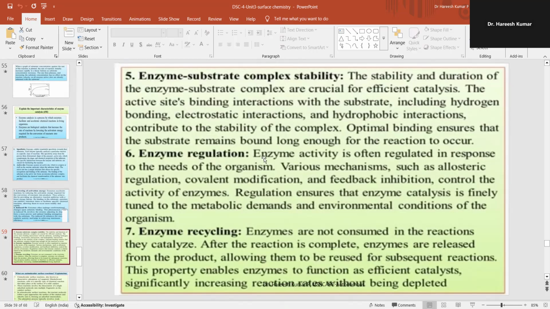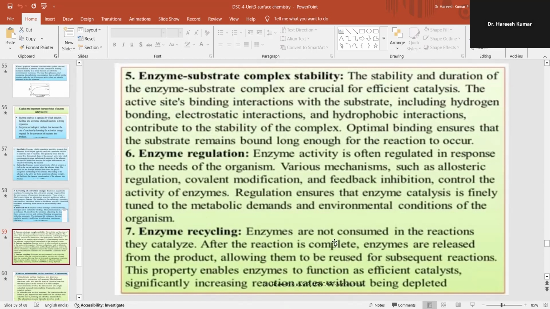Enzyme regulation. Enzyme activity is often regulated in response to the needs of the organism. Various mechanisms such as allosteric regulation, covalent modification, and feedback inhibition control the activity of the enzyme. Regulation ensures that enzyme catalysis is finely tuned to the metabolic demands and the environmental conditions of the organism.